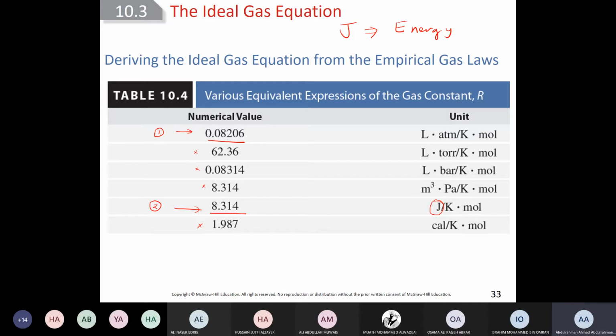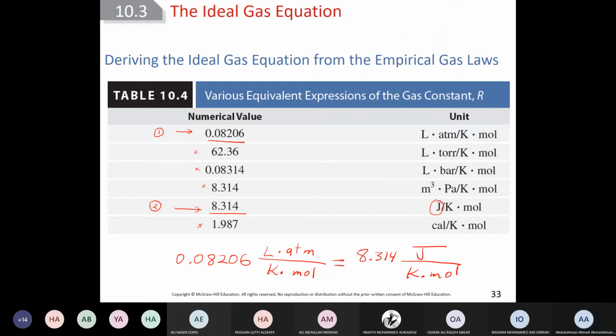That's why I will say that 0.08206 liter atmosphere divided by Kelvin mole is equal to what? 8.314 joule divided by Kelvin mole. Can you see this? Yes. It is easy, right?